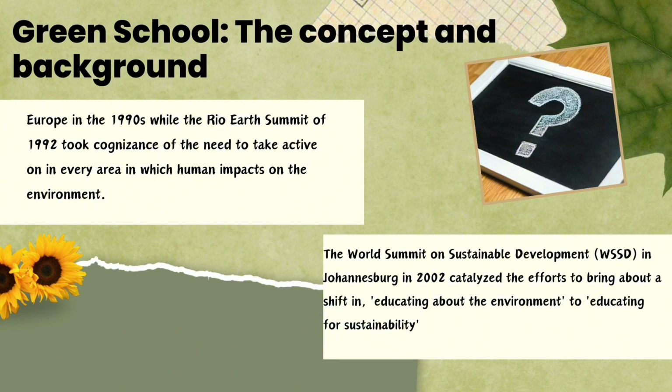Subsequently, the World Summit on Sustainable Development, or the WSSD, in Johannesburg in 2002 served as a catalyst for shifting the educational paradigm from merely educating about the environment to educating for sustainability. This shift reflected a global acknowledgement of the importance of sustainable development, which emphasized meeting present needs without compromising the ability of future generations to meet their own needs.